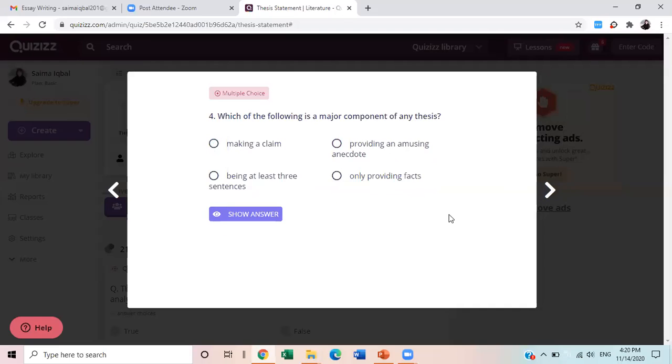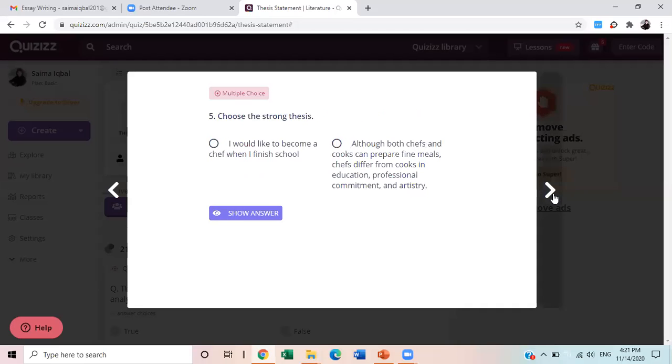Which of the following is a major component of any thesis? Making a claim, providing an amusing anecdote, being at least three sentences, only providing facts. What do you think? Making a claim. All right, that's great.